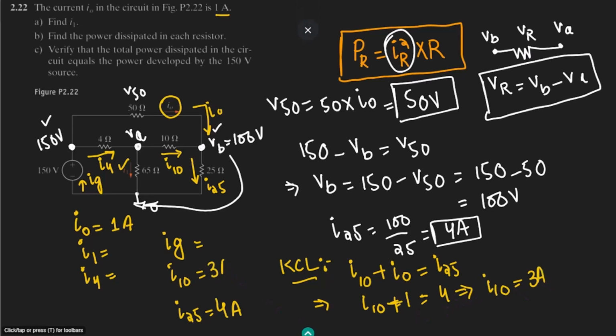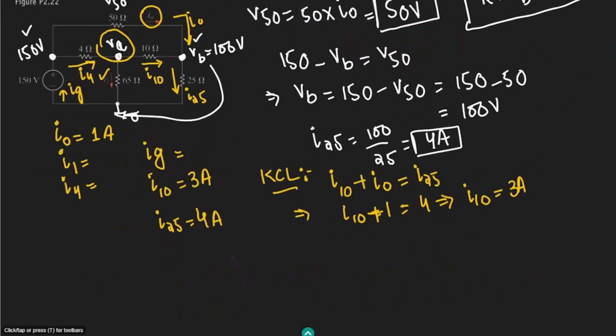Let me write it here as well. So these two currents are known now. Now in order to find I4, IG and I1, I must have this VA. In order to find the value of VA, let me move down somehow. Here, applying KCL at VA, we can see that I4 is equal to I1 plus I10.